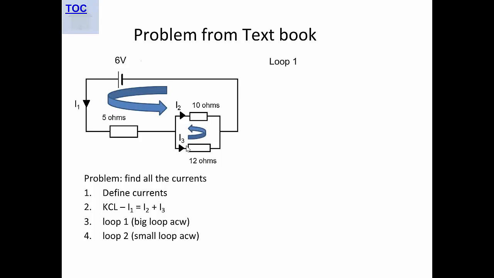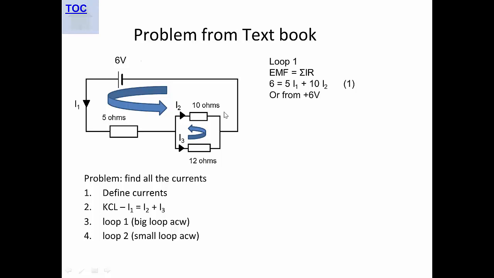Now let's look at loop 1. There are two ways of thinking of the voltages here. You know that the sum of the EMF must be the sum of IR. Now this is one way of doing it. The voltage supplied by the battery is equal to IR, which is I1 times 5, plus I2 times 10. So 6 is equal to 5 I1 plus 10 I2. That's one way of looking at it. This voltage gives this voltage plus this voltage.